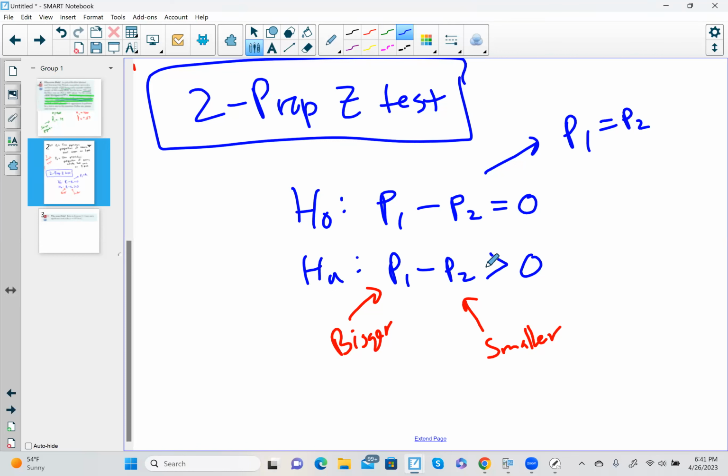Okay, so I think I'm going to do the problem this way. So you just have to read carefully about which proportion or which mean they think is going to be bigger, and that will determine the direction of your inequality in your alternative hypothesis.